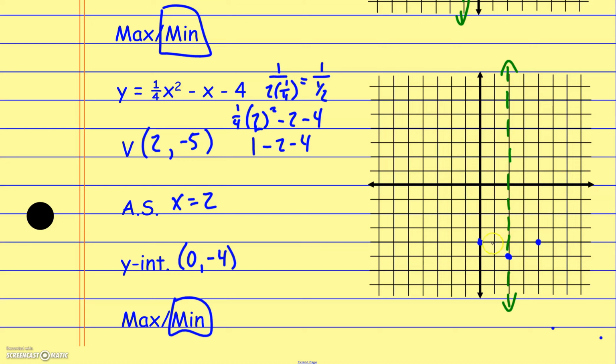Let me try that again. Okay, so I got a nice wide parabola, which makes sense because my a value is 1/4, which means this thing's being shrunk vertically, which gives me a wider looking parabola. Okay?